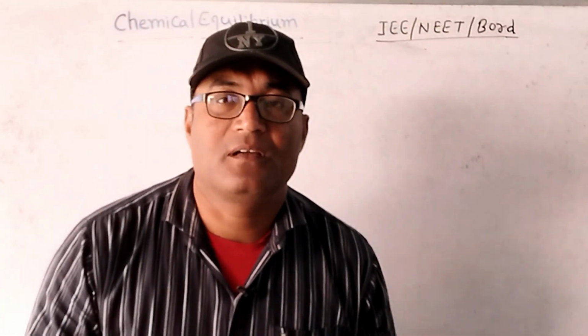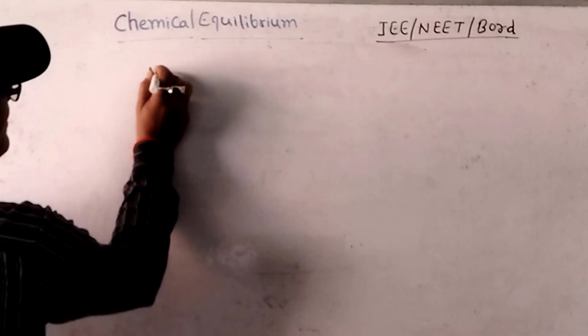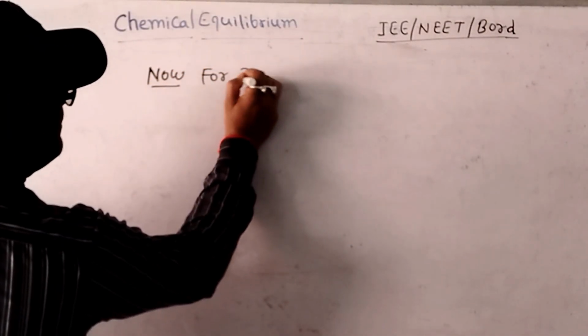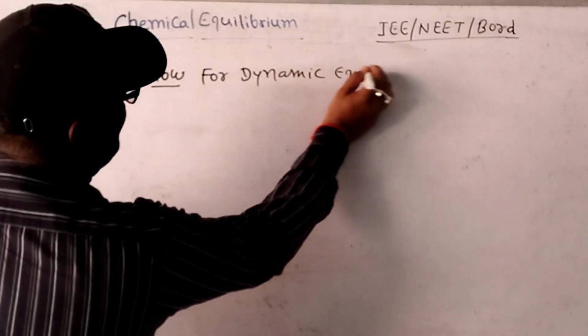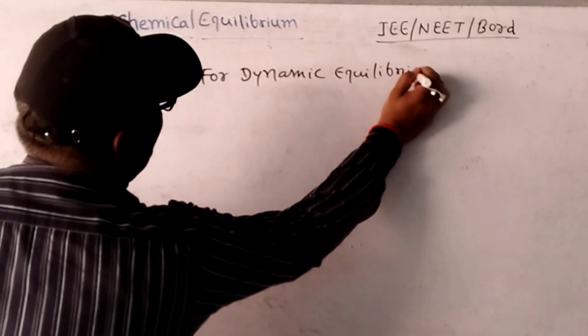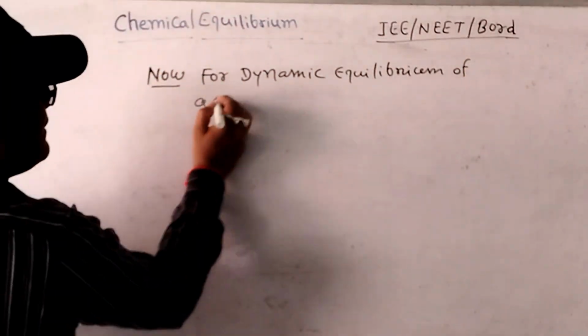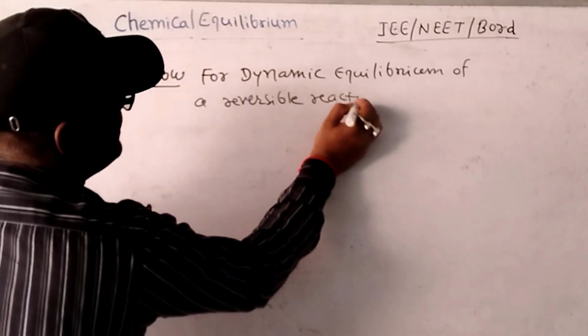Now we will discuss the graph between time and concentration for dynamic equilibrium of a reversible reaction.